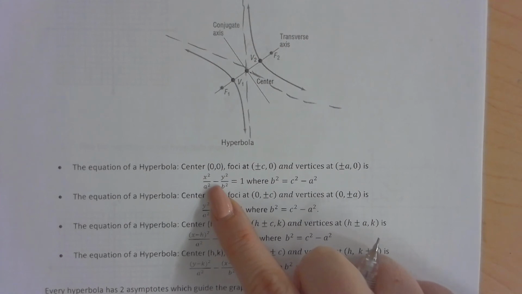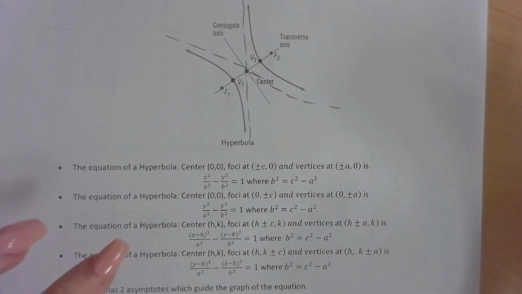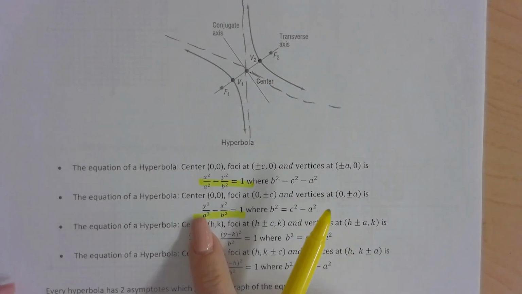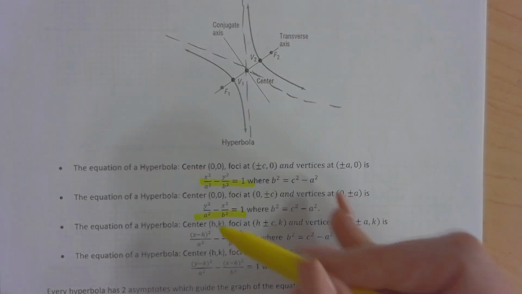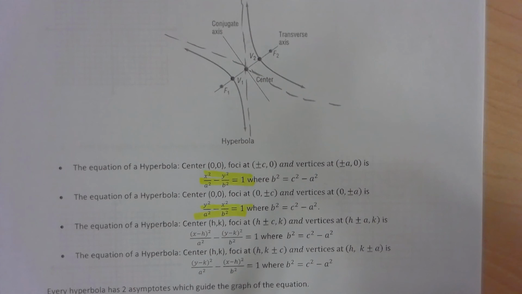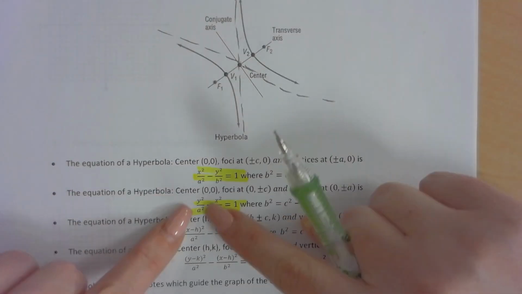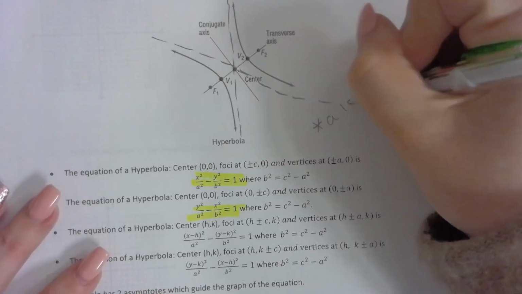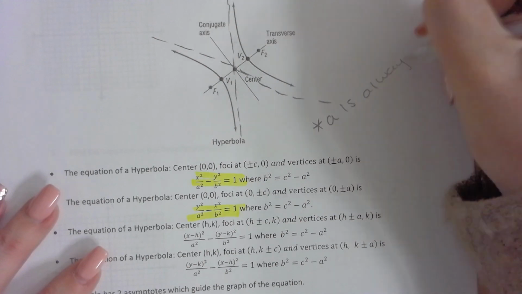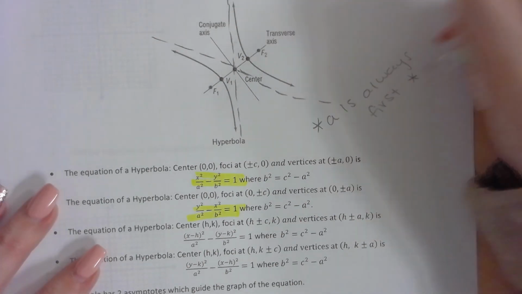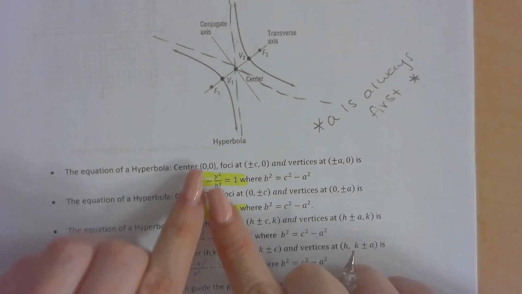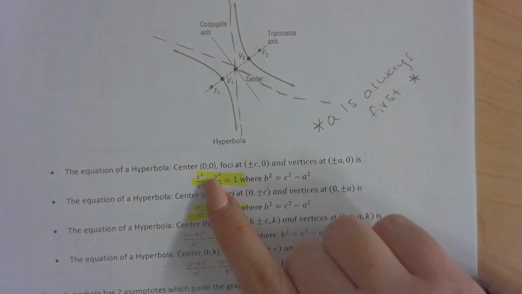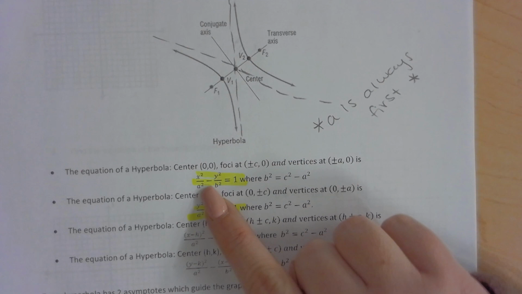Some other differences is if you notice here in our equations, A is always the first one. So the difference between these two equations here is whether x squared is over a or y squared is over a. So we're not always going to have x first. So with hyperbolas, a is always first. So with ellipses, a was always the bigger number. A could be either under x or y. With hyperbolas, a is always the first one. Okay, when we're doing subtraction, order matters.